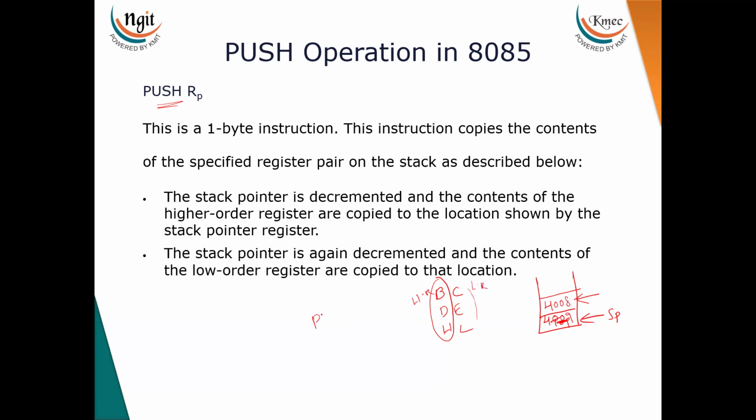Now, if I use push B, B is the higher register and C is the lower register. The B value is moved onto 4008 first, and again SP is decremented and points to 4007. In this memory location the C value is moved. So this is about the push operation.